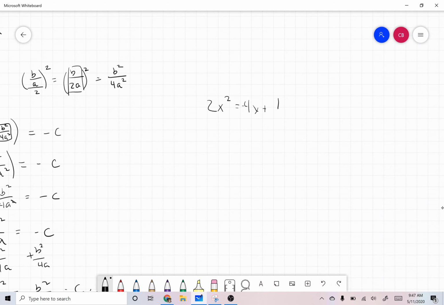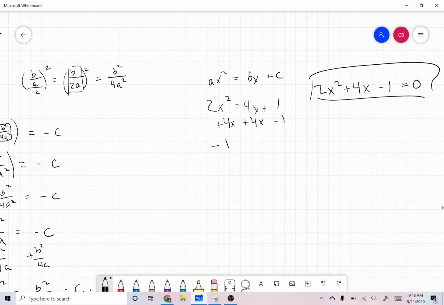Okay, so this is obviously ax squared, is equal to negative 4x plus 1, whatever this is, bx plus c, which is not the correct form. So what we're going to do is move these all over to the other side. We have 2x squared plus 4x minus 1 is equal to 0. So I've added 4x and subtracted 1. In this case, a is 2, b is 4, c is negative 1.